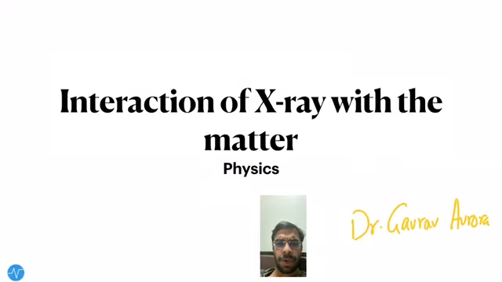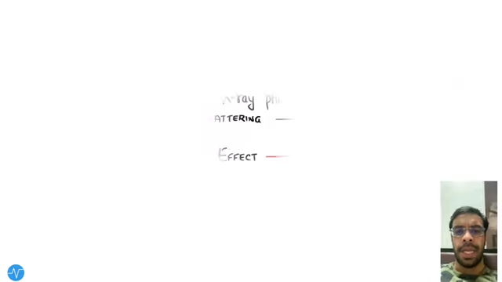Today we'll learn about interaction of X-ray with matter. Earlier we read about Bremsstrahlung and characteristic radiation from which X-rays were produced. Today we'll see what happens after the production of X-rays, when they interact with matter, the patients or other substances, and what interactions will happen.